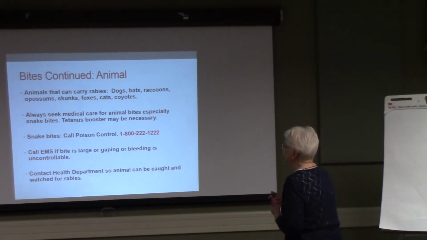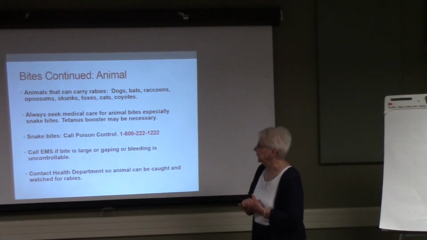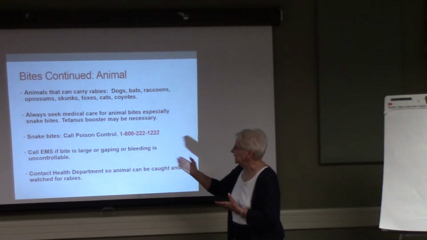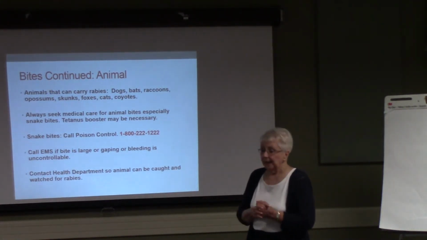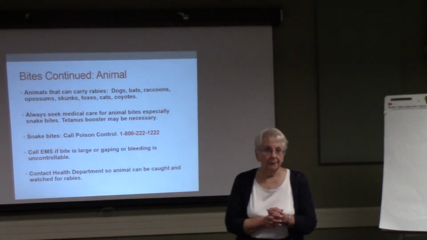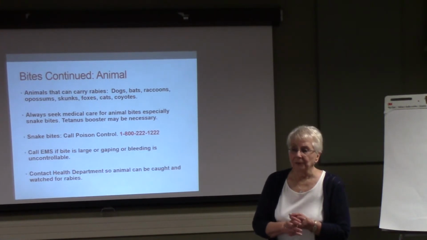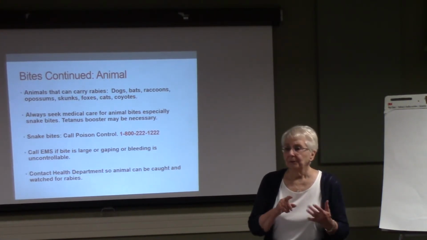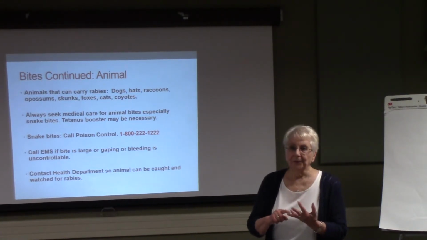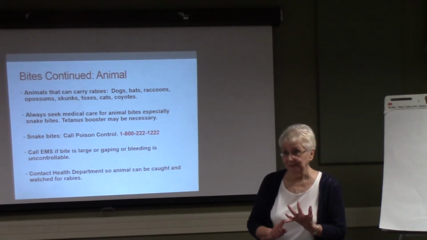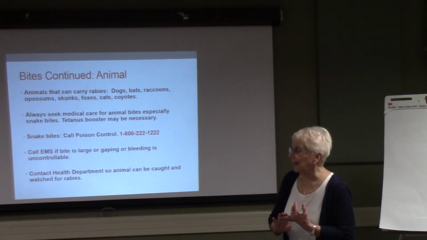And remember, anytime you have a snake bite, you call poison control. And this is the number. Call the EMS if it's large or gaping, or bleeding is uncontrolled, and then contact the health department. That dog or whatever is going to have to be tested. The tricky thing is the rabies shots have to be started within 2 weeks, and the test that they do on the dogs doesn't come back for 2 weeks. So, you know, got to act quickly.